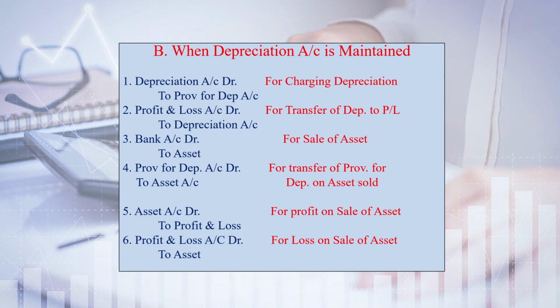So, profit and loss account debit to depreciation. Then the sale of asset. So, same journal entry, bank account debit to assets, because on account of sale of an asset, asset is going out, or the cash or bank, that is check is coming to us, therefore, we will debit the bank account. So, the journal entry would be bank account debit to asset.